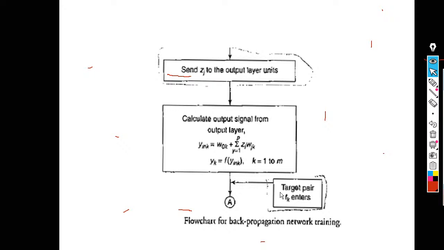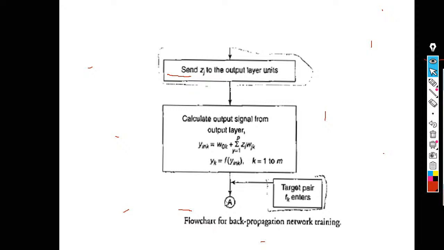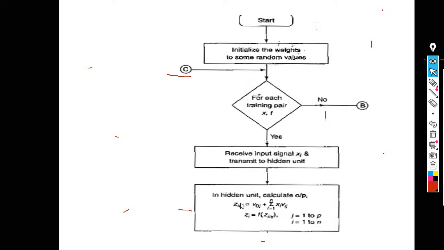Now here comes the target. So the target will come into the picture, and then we will calculate the error, and then we will propagate in the backward direction. And this will go to A, okay, it's not fully shown, so let me show you the full.